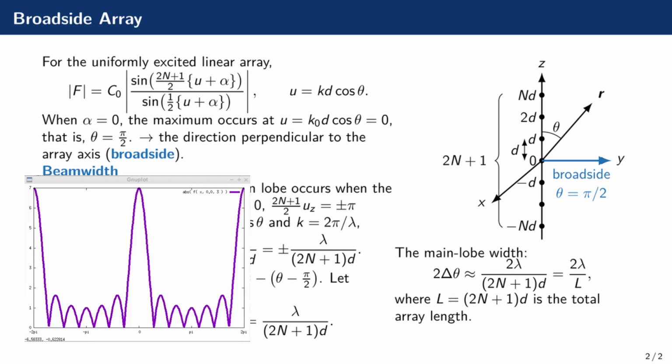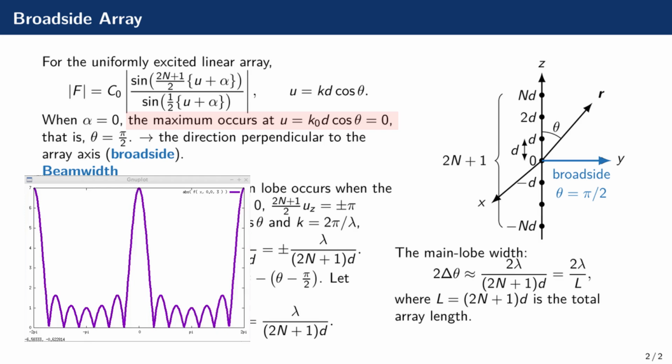This configuration is called a broadside array. I will explain the reason for that name. In this case, the maximum, which is called the main lobe, occurs at u equals 0. Since alpha is 0, the factor u plus alpha also becomes 0 there, and therefore the array factor takes its maximum at u equals 0.